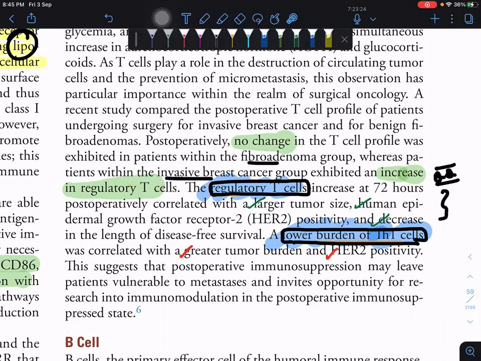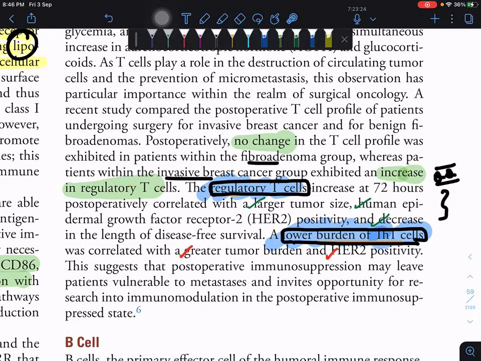So they can ask a question like, which of the following factors is involved in the regulatory T cell increase? Except, like, one is large tumor size, another is HER2 positivity, and another is a decrease in the length of disease-free survival. Okay, these are the points. And again, here they told regulatory T cells, and here they are telling that a low burden of TH1 cells, the type 1 helper cells, was correlated with greater tumor burden and HER2 positivity. Okay.